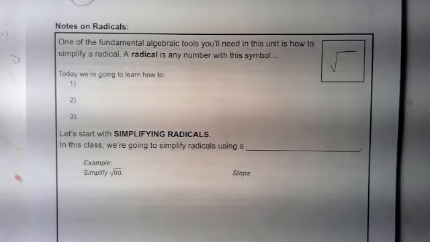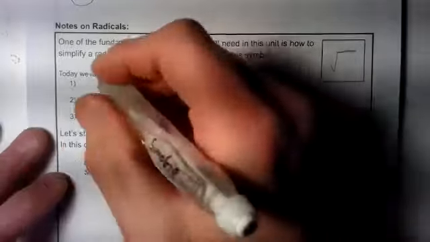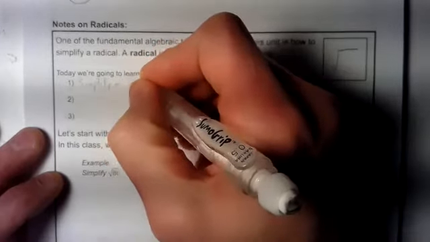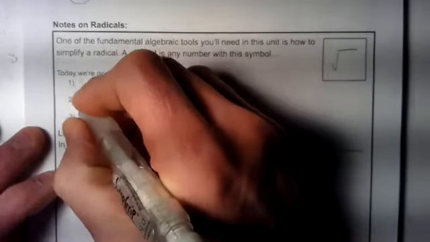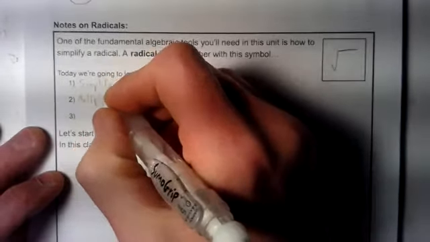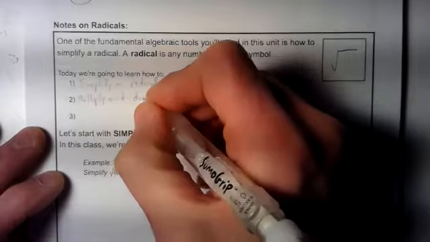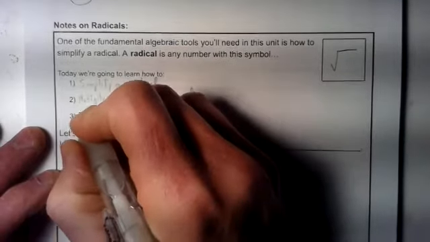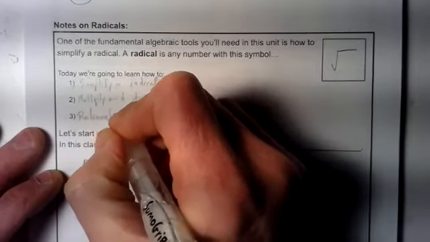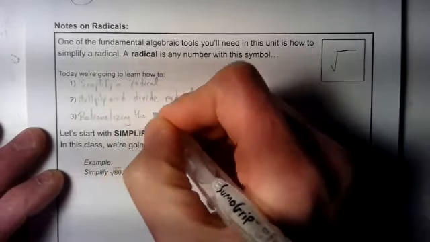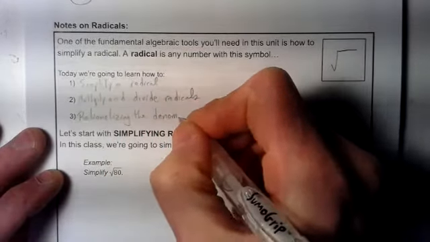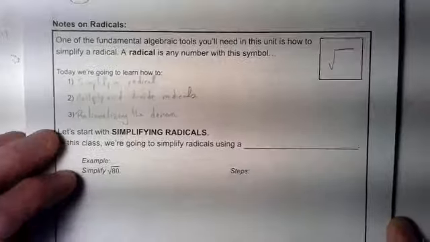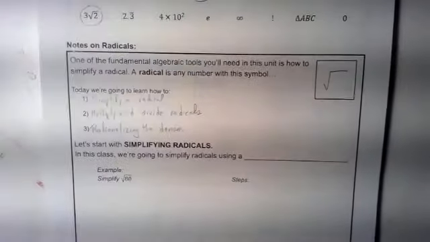The first is, of course, how to simplify a radical. The second is multiplying and dividing radicals. And the third is something called rationalizing the denominator. Okay. And we'll talk about rationalizing the denominator and all of these things in just a minute here.